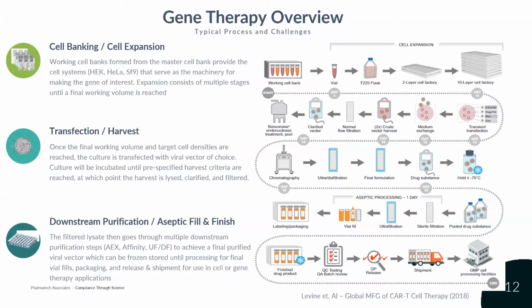To get the cells up to a working volume and a large enough viable cell density, and then ultimately there's some sort of transient transfection process that takes place that allows you to deliver the vector that you're looking for, and then eventually once your cells reach a high enough population, the culture gets incubated until your harvest criteria are reached.